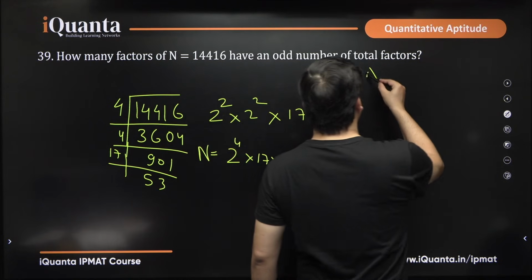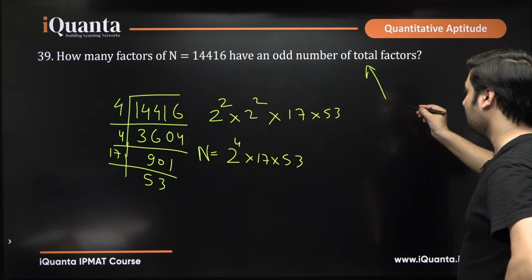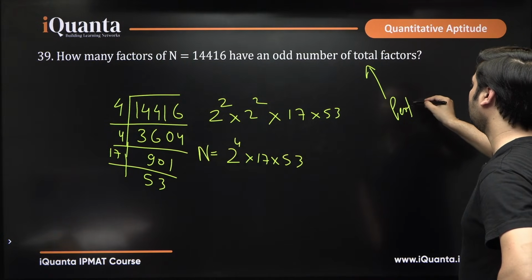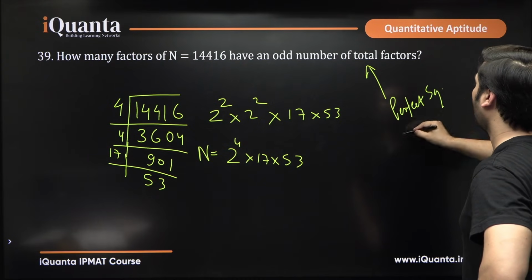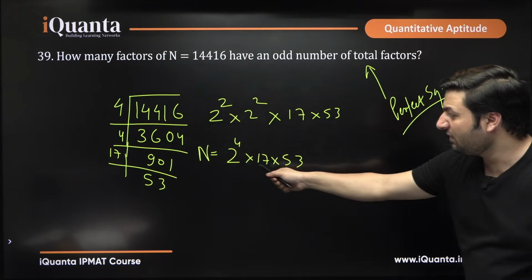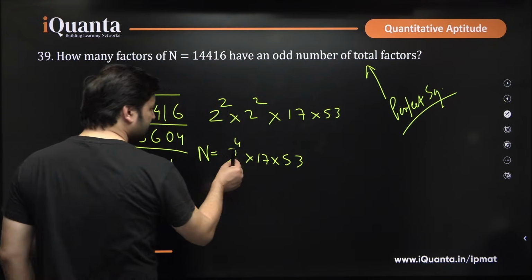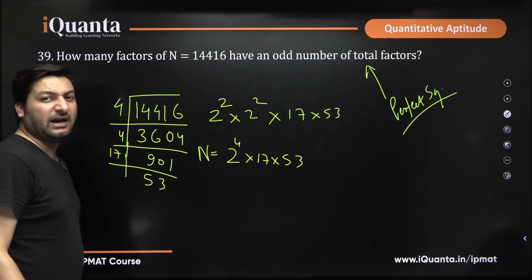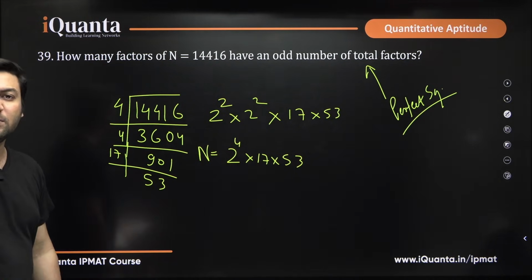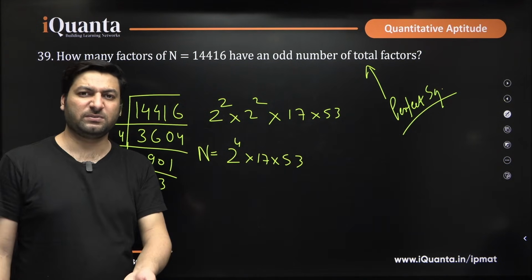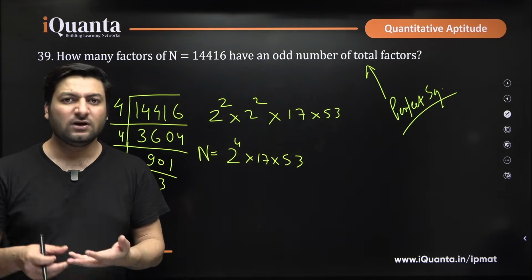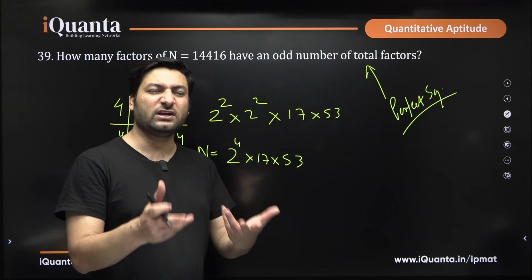Which numbers have an odd number of total factors? Only perfect squares. Only perfect squares have an odd number of total factors. So we want the factors of n which are perfect squares. For perfect squares, what you have to do is check the powers, and you can only give perfect square powers. I mean, when does a number become a perfect square? When the power of the number is 0 or 2 or 4 or 6, or even.